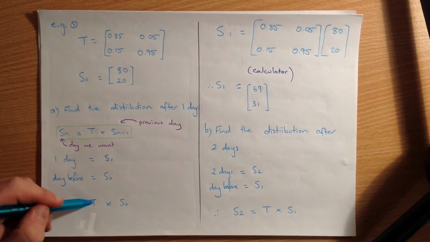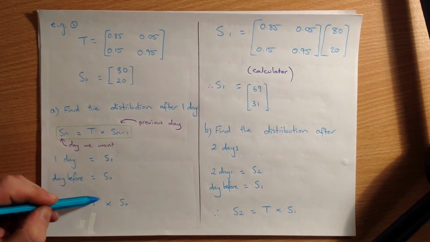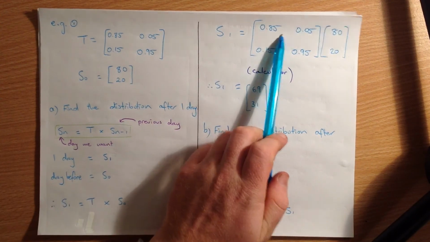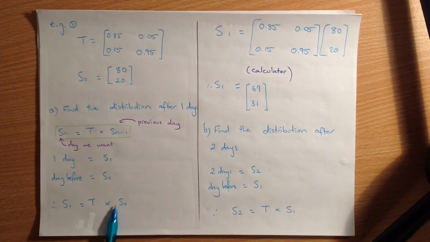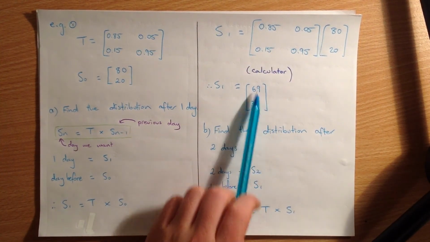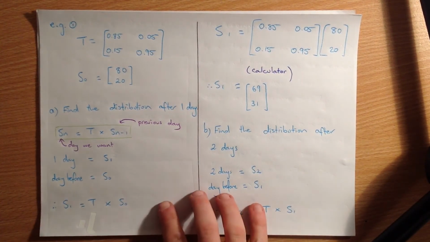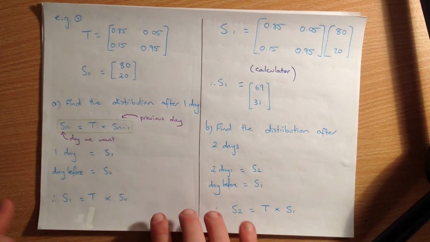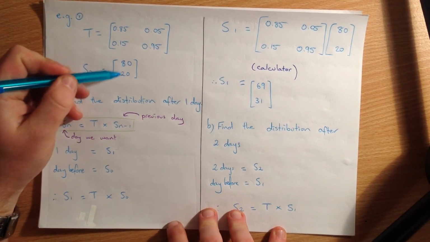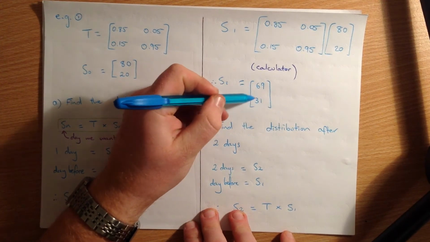S of 1 equals T times S of 0. So the first day is the transition matrix times the previous day, which happens to be the initial day. I've just written that down here: T times S of 0. From here, I just put that all in my calculator and it would tell me that was 69 and 31. If you're dying to do that manually by hand, you could, but I wouldn't bother personally. You could check it if you wanted, I guess. So we started off in the initial day with 80 and 20, and after 1 day, S of 1, we had 69 here and 31 here.